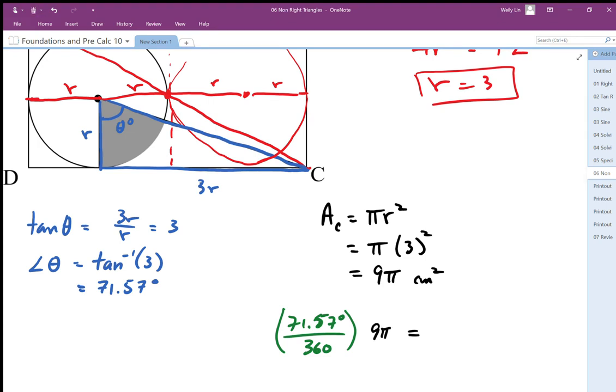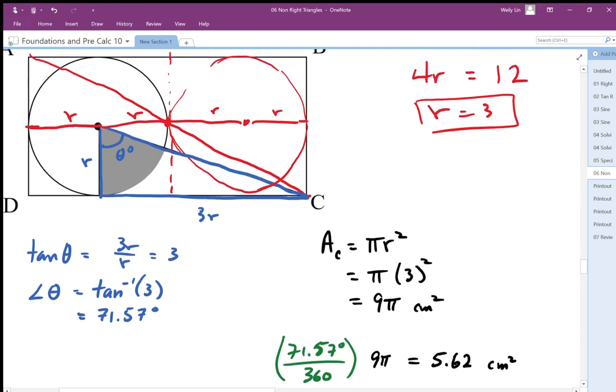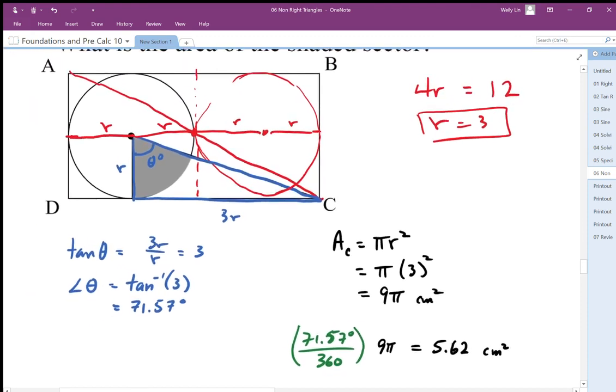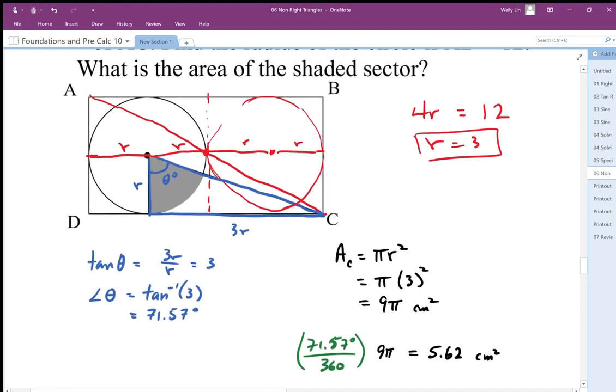So I'm going to do 71.57 divided by 360, which is close to 20%. And then I'm going to times that by 9 pi. So I'm going to get about 5.62 centimeters squared. And again, we might be off a little bit with our decimals because of the rounding, but we should be pretty close to about 5.5. So that's the area of that shaded sector.